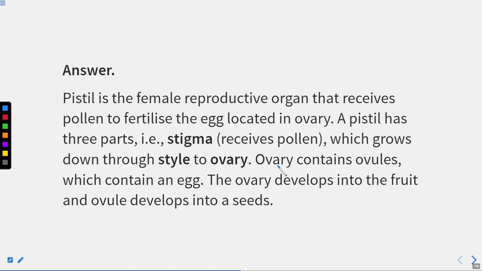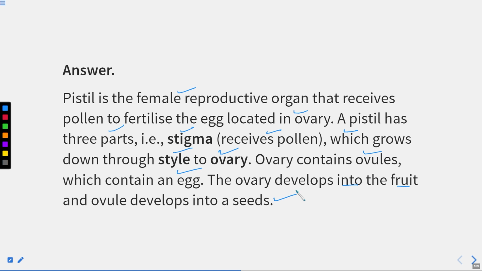Now, pistil is the female reproductive organ. This we already know, that receives pollen to fertilize the egg located in the ovary. A pistil has three parts: stigma, which receives the pollen, which grows down through the style. So pollen tube grows down to the style and it reaches the ovary. Now ovary contains the ovule, which contain an egg. Now the ovary develops into the fruit after fertilization, and ovule develop into the seeds after fertilization.